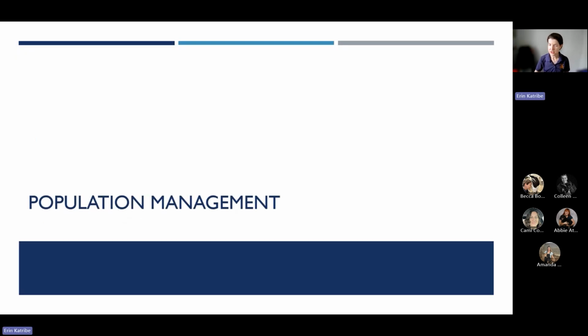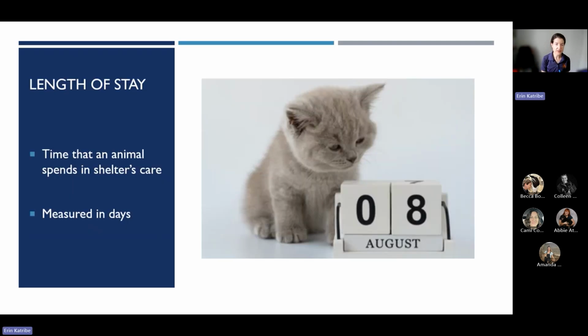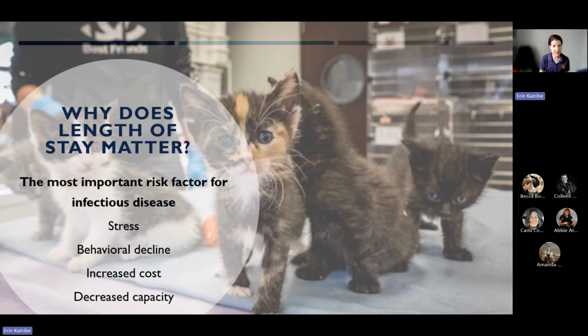All right, let's shift to a little bit of population management. So I mentioned length of stay earlier. Length of stay is defined as the time that an animal spends in the shelter's care. And typically we talk about LOS, or length of stay, in a number of days. And so why does length of stay matter? Well, we've touched on this a little bit, but again and again, study after study, it becomes the most important risk factor for infectious disease in shelters.